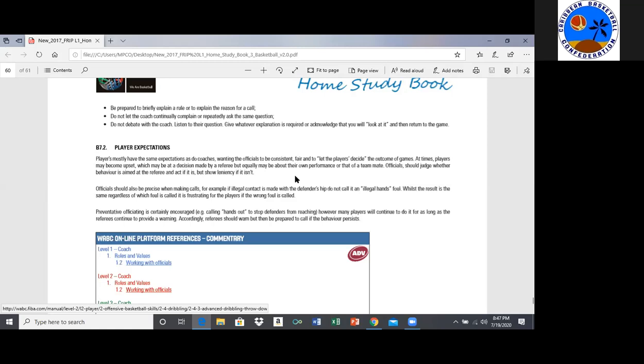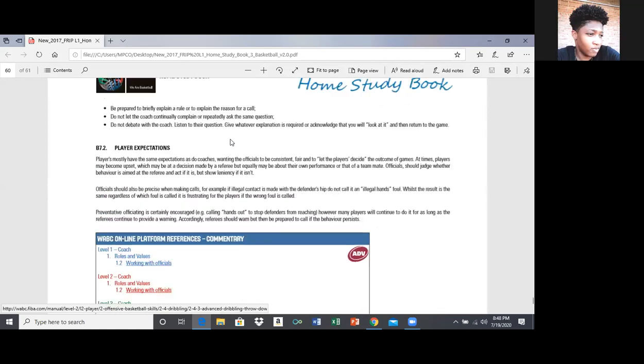Be prepared to briefly explain a rule, and I stress the word briefly. Don't have a clinic. Be prepared to briefly explain a rule or to explain the reason for a call. All right? Now, there's some referees, they just take a delight in having clinics on the basketball court. All right? You're not there to prove how well you understand the rules or know all the different articles. Give a short, sharp explanation, and then you move on. Do not let the coach continually complain or repeatedly ask the same question. Right? Do not debate with the coach. Listen to their question. The big thing in communication is listening. Big challenge for us as referees, man. We do not listen. Listen to the coach. Give whatever explanation is required or acknowledge that you will look at it. Unconditional. And then return to the game.